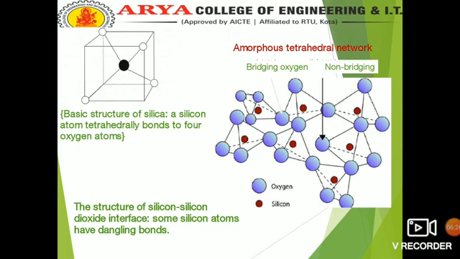And another figure shows the amorphous tetrahedral network, in which we can see bridging oxygen and non-bridging oxygen. The structure of the silicon dioxide interface: some silicon atoms have dangling bonds.